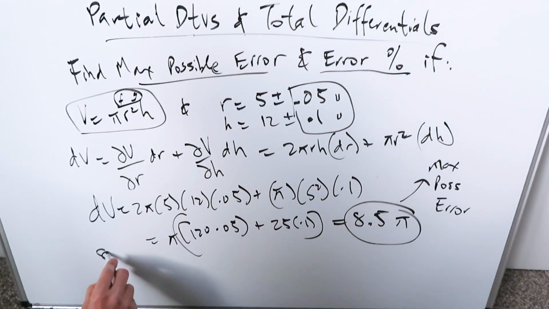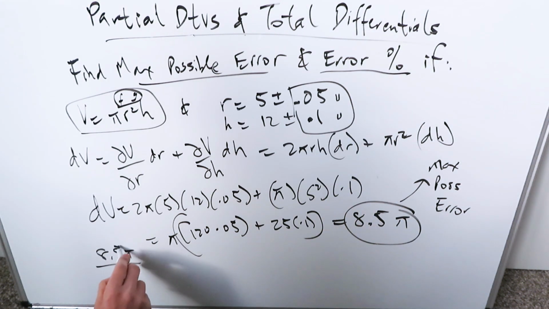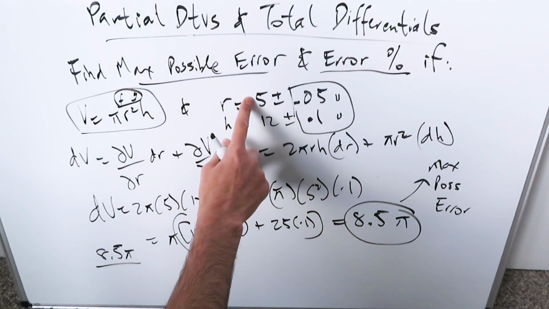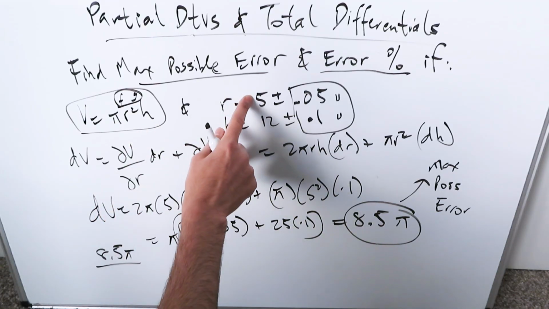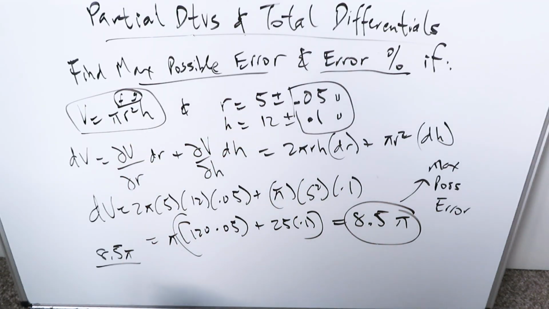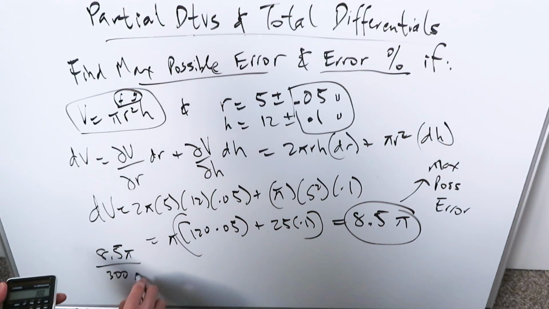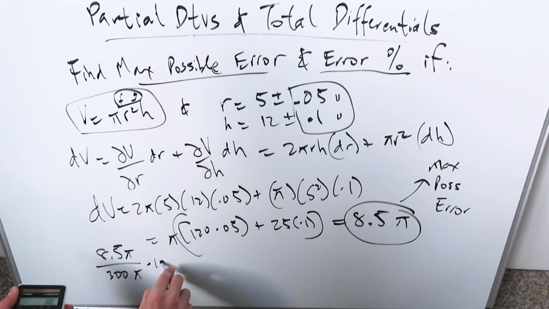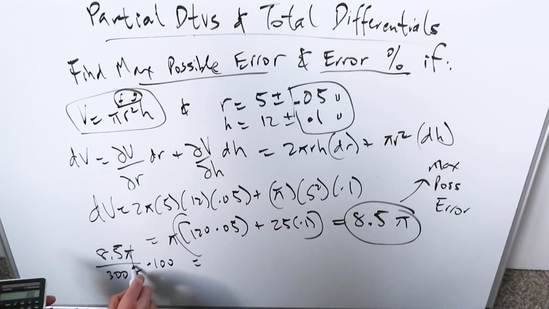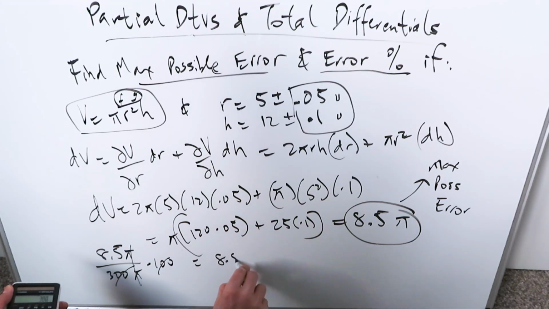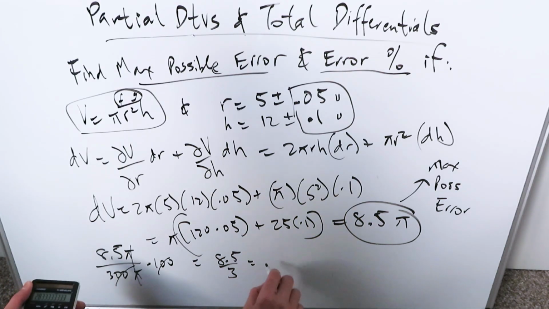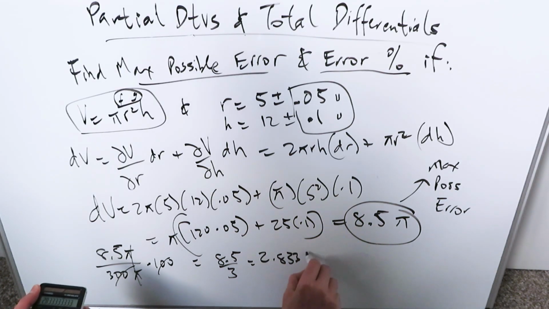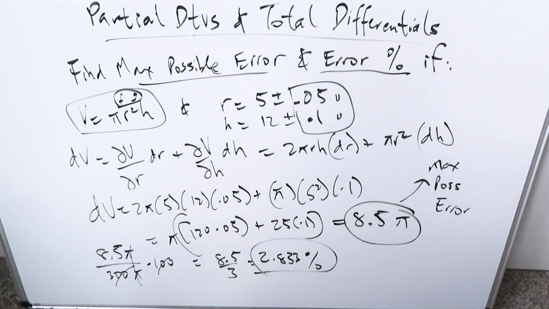You will do 8.5π divided by your volume. What's your volume? Run it through here. πr² is 5 squared times height, which is going to be 25 times 12 times π. You're running it through the volume. 25 times 12, I'll have here 300π. That's your volume, multiplied by 100. The zeros cancel out. I have 8.5 divided by 3, and you'll compute that. What will that be? It'll be equal to 2.833%, and that right there is your error percentage.